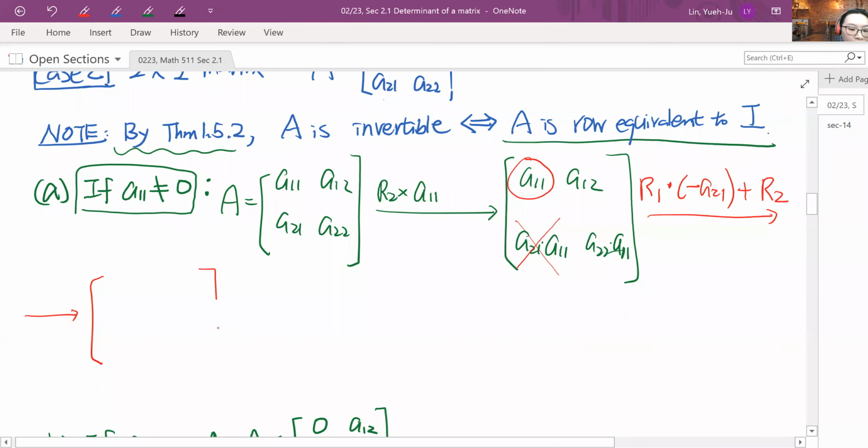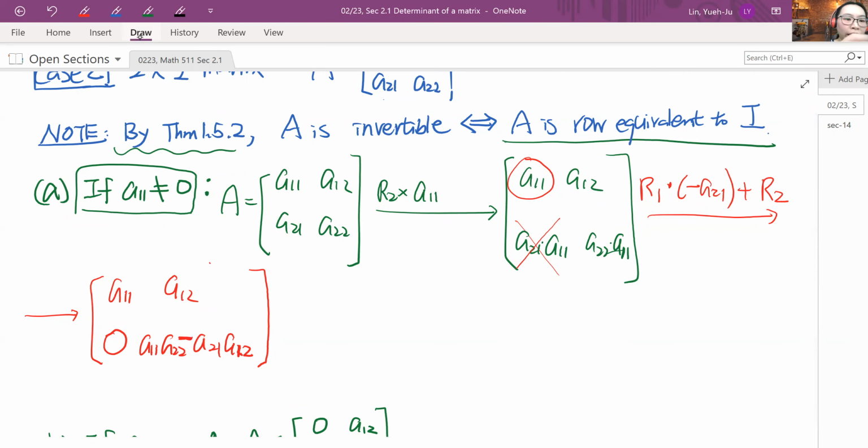Then I'm going to have A11 and A12 here, and this will be 0 because I'm canceling this one. And here you're going to see this term, which probably you've already seen before. This is A11 A22 minus A21 A12. So after you do this action, I can probably stop here.